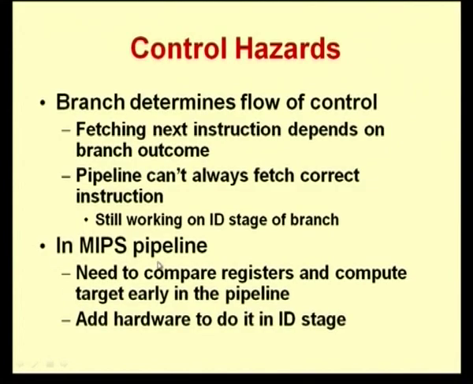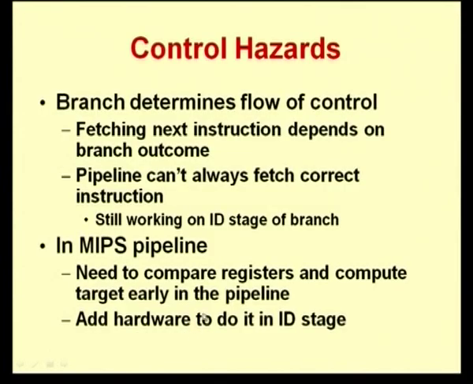Now in the MIPS pipeline, if you have a conditional branch for instance, then you will have to compare two registers and compute the target early in the pipeline. The way the pipeline is right now, the comparing of registers and computing the target gets done only in the EXE stage, because comparing registers is an operation which takes place with the help of the ALU. Until my EXE stage completes the execution of the jump or the branch instruction, I cannot fetch a new instruction. So there will be a 2 clock cycle delay before I can decide on fetching it.